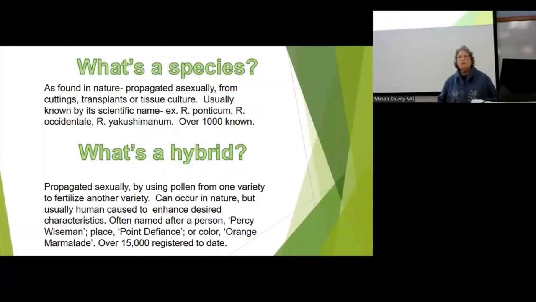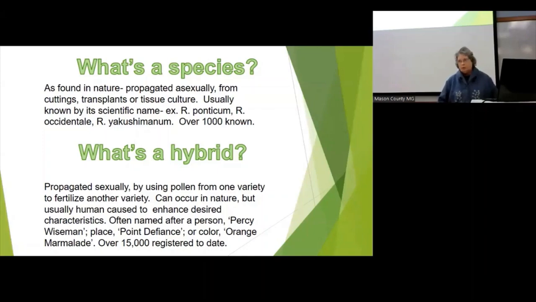So first we're going to go into a little bit about what is a species. Species rhododendrons are those as found in nature. And as we said, there's over 1,000 of them, so just a tremendous variety. They're propagated usually sexually, asexually, cuttings, transplants, tissue culture. Barbara's going to talk to you a lot more about propagation, so I'm not going to get into this too much. But typically they're known by their scientific name. Some examples are ponticum, occidentale, which is a native down to the southern Oregon and northern California coast, a very fragrant, gorgeous rhododendron. Yakushimanum, which we talked a little bit about.